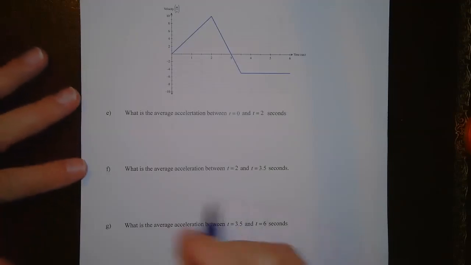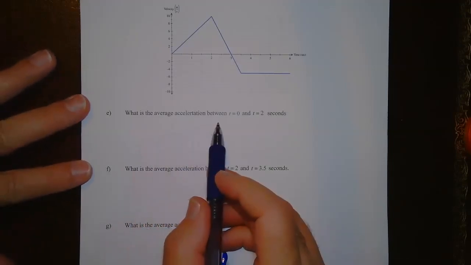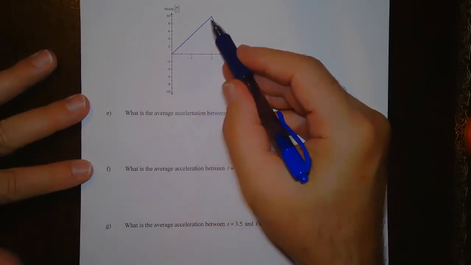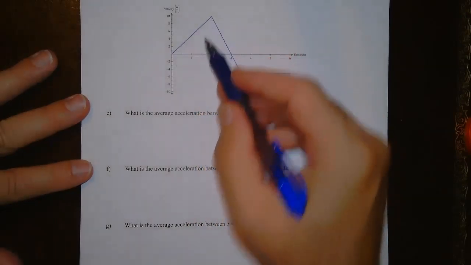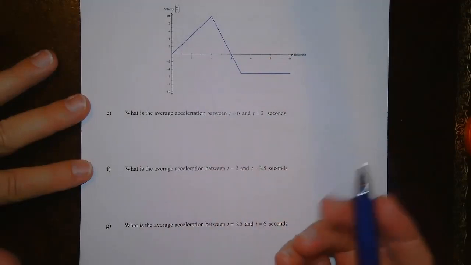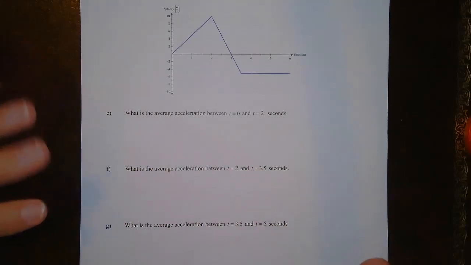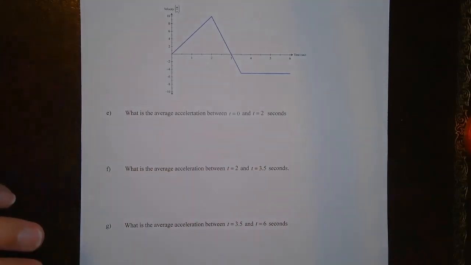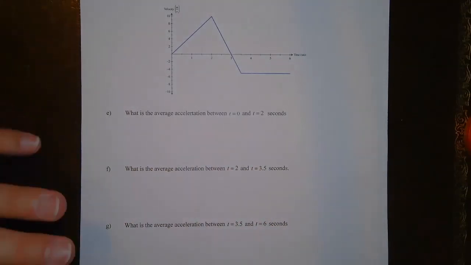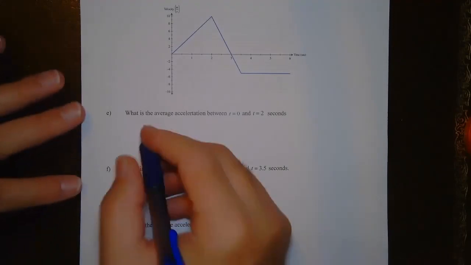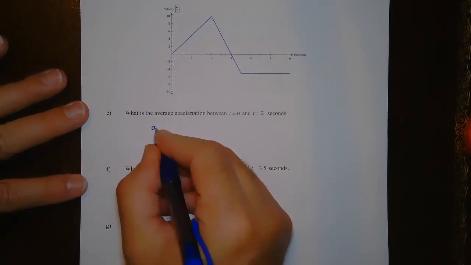So for the next question, what is the average acceleration between t equals 0 and t equals 2? So that would be this line segment right here. And basically what I'm asking you is what is the slope, okay? From here on out, when I write A, I actually mean average acceleration. In this class, they're going to be the same thing. The average acceleration and the acceleration are going to be the same thing. So you're going to start seeing me write just A.